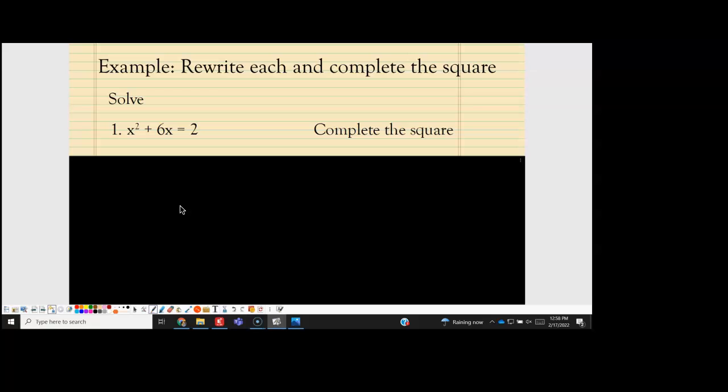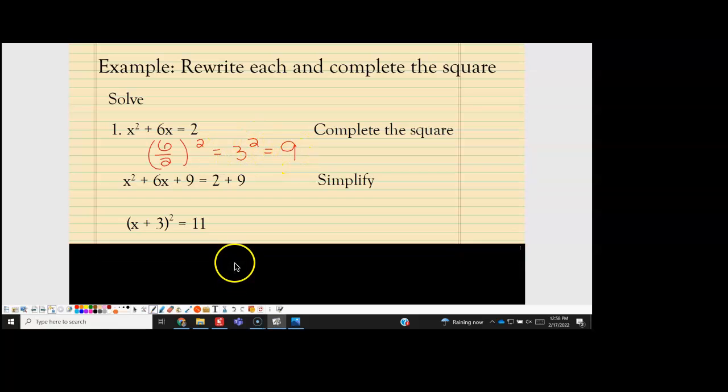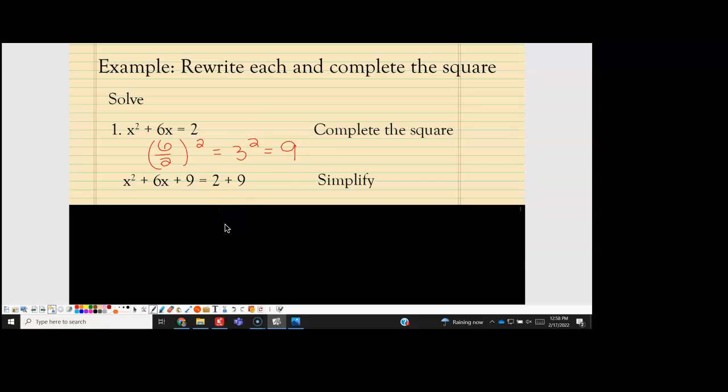So you're going to complete the square. So you take b, which is 6, divided by 2. Square it. And then here's where it's different from what we were doing before. You add 9 to the left and we add 9 to the right because you have to balance your scale. Add 9 to the left, add 9 to the right.